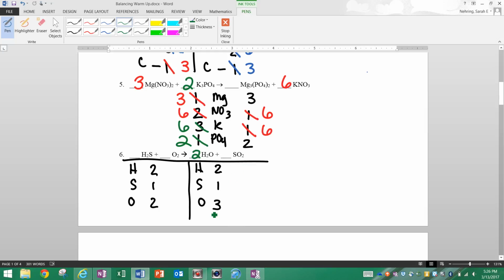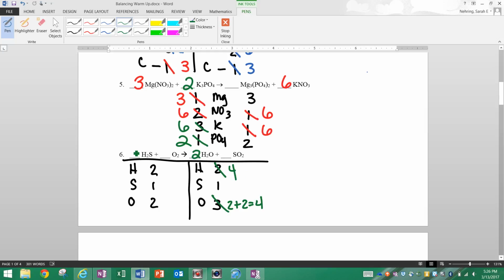Remember, balancing is kind of like a guess and check. If you don't do this first, that's fine. But this is kind of an instinct. I'm like, I think I need to have an even number of oxygens on the right, so make that a 2. So now I've got 2 times 2, I've got 4 hydrogens, and now I have 2 plus 2, I've got 4 oxygens on the right. Okay. So now let's go back and look at my hydrogens next.